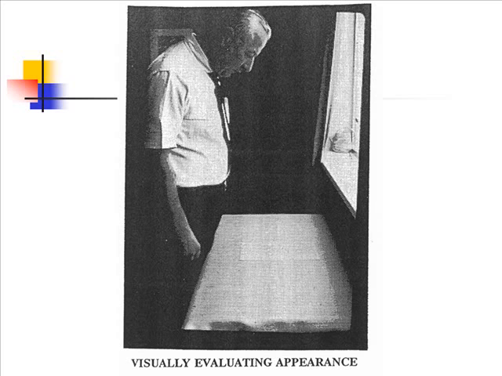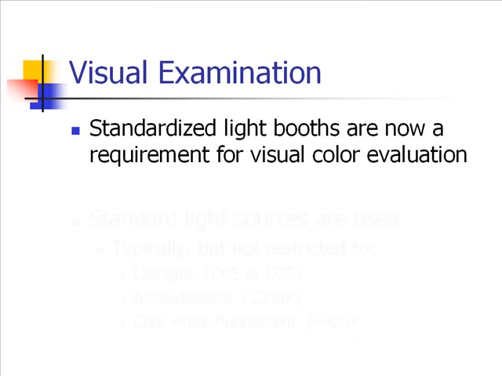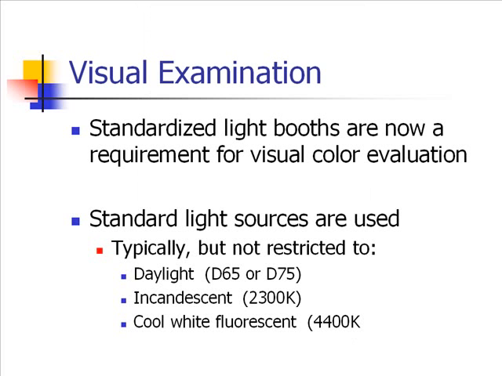More standardized now with our light booths. It's always better if you're doing some kind of evaluation to keep everything as consistent as possible. Like I mentioned, there are standardized light booths. We have several in the lab there. They typically have 3 light sources in them, 4 actually, because they have UV light in them too. But 3 visual light sources. One is daylight, the simulated daylight. Ours is D65. There's also a D75.